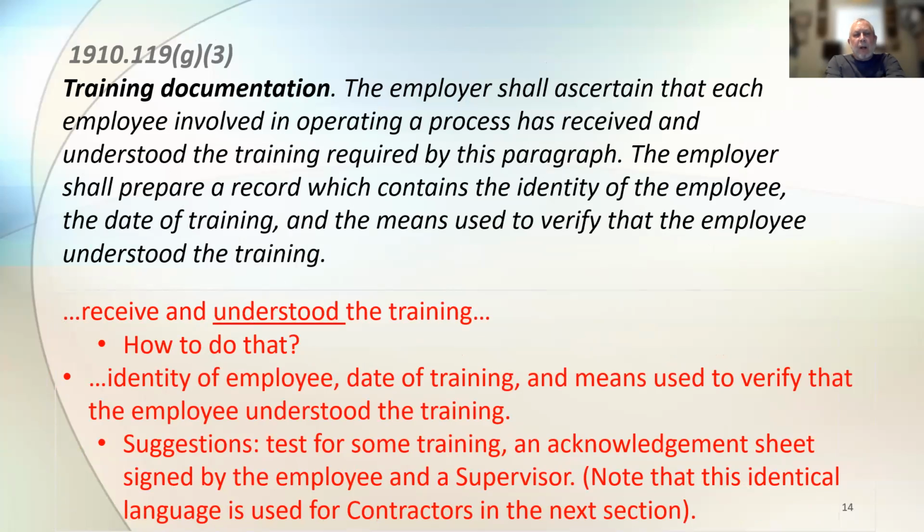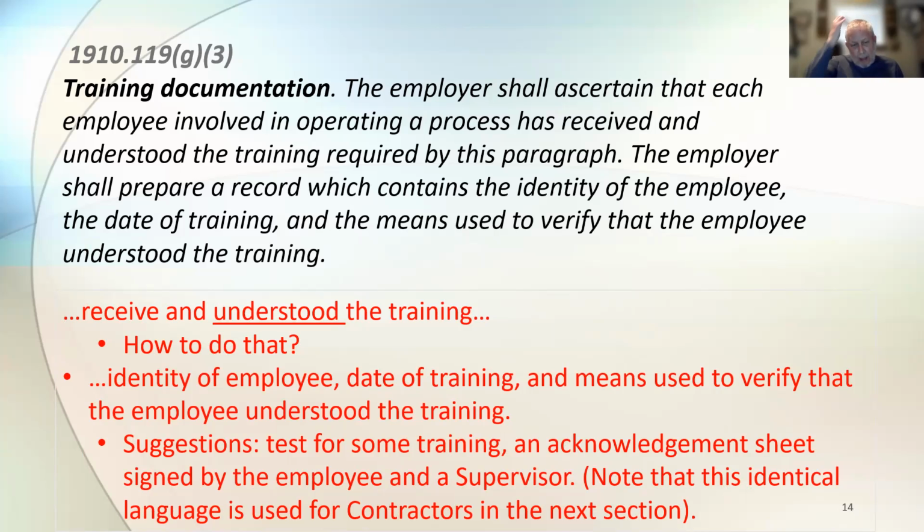The employer shall prepare a record which contains the identity of the employee, the date of training, and the means used to verify that the employee understood the training. And my notes, received and understood the training. How do you do that? Identity of the employee. That's easy. Date of training and means used to verify that the employee understood the training. Suggestion: testing for some training, an acknowledgement sheet signed by the employee and a supervisor.